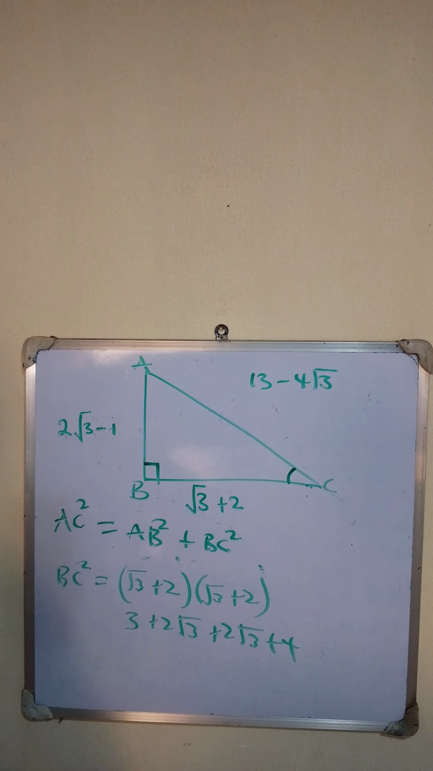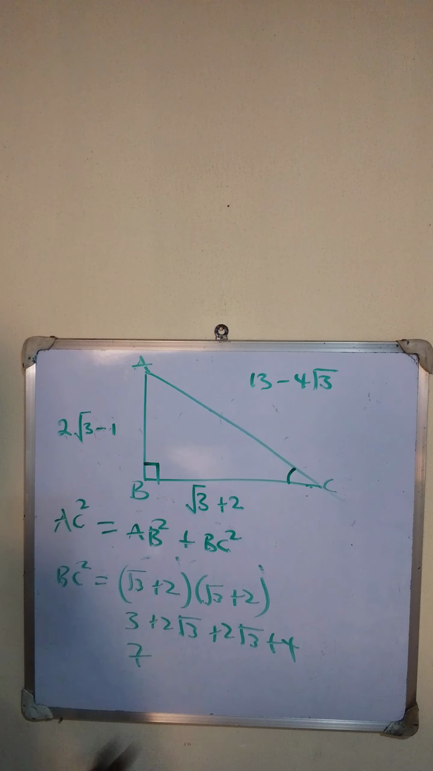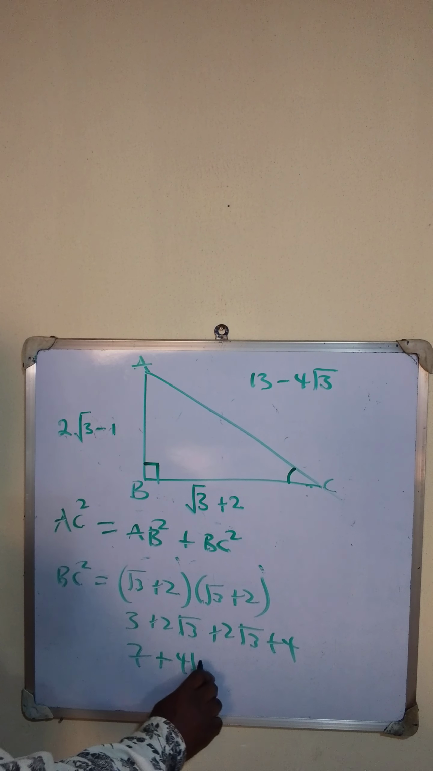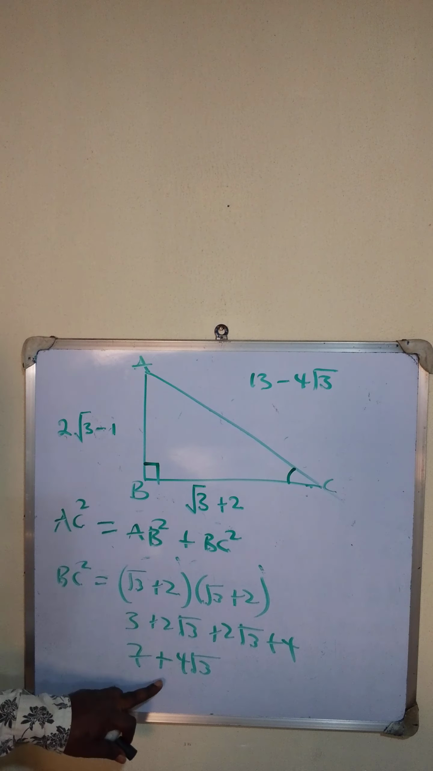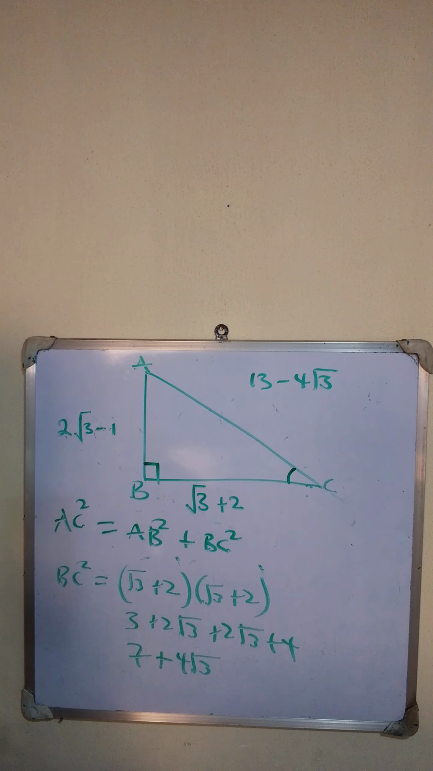So let's merge it together. 3 plus 4 will give us 7. 2 root 3 plus 2 root 3 will give us 4 root 3. So that is what we got. So the BC square gave this. So we're going to put them here one by one and see what we have.